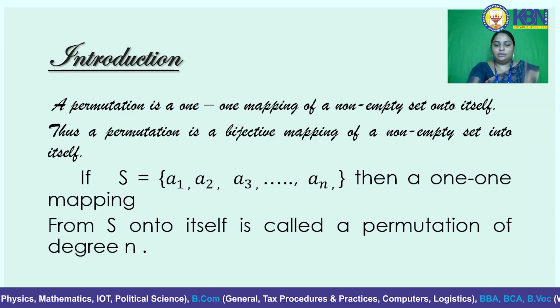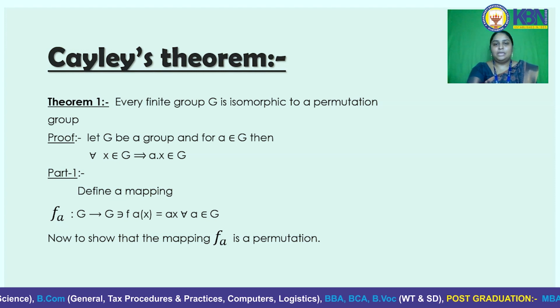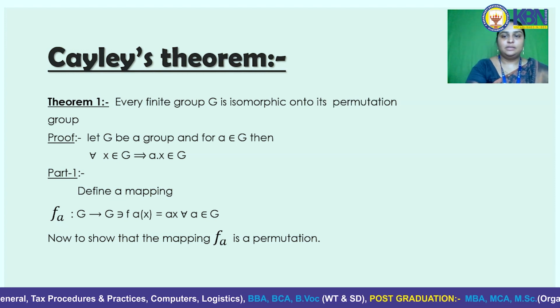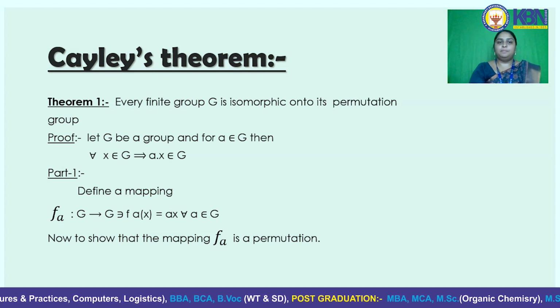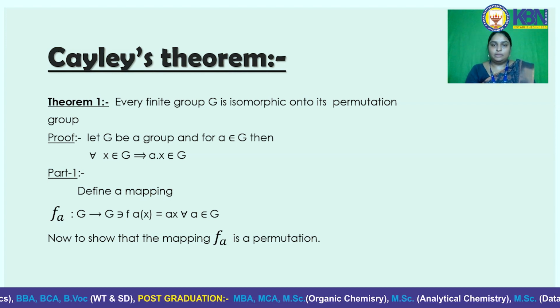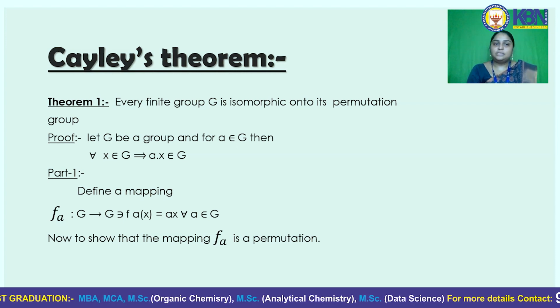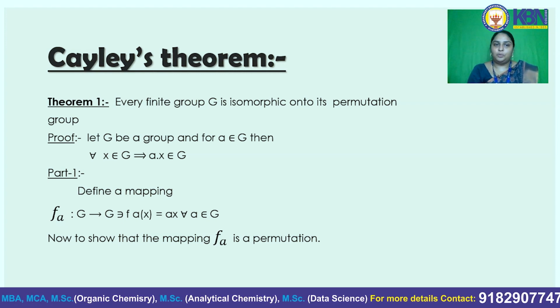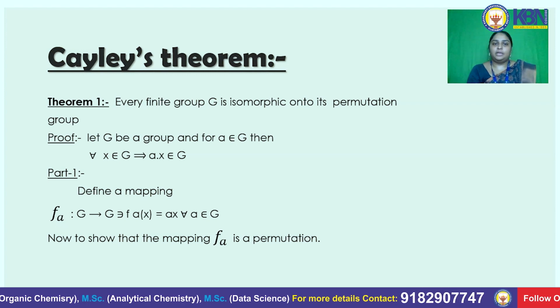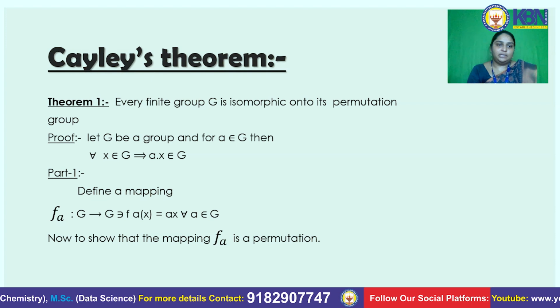In this unit, we have an important named theorem, that is Cayley's theorem. This theorem says that for a mapping between a finite group and the obtained permutation group, that mapping should satisfy the isomorphism properties. That is, every finite group G is isomorphic to its permutation group.